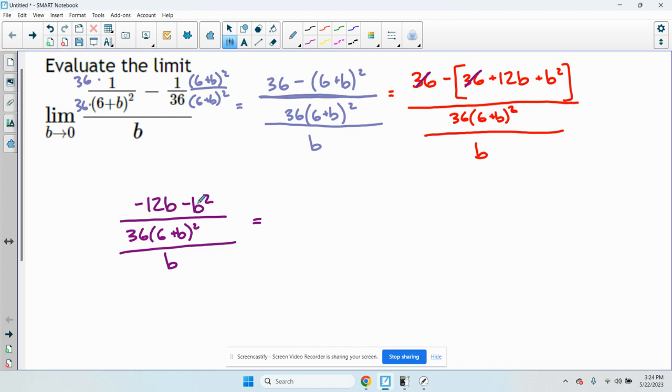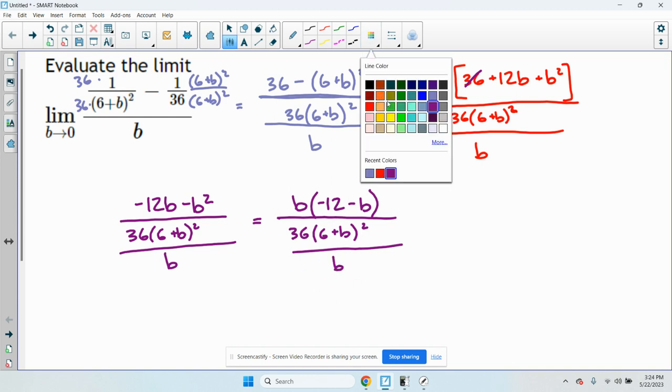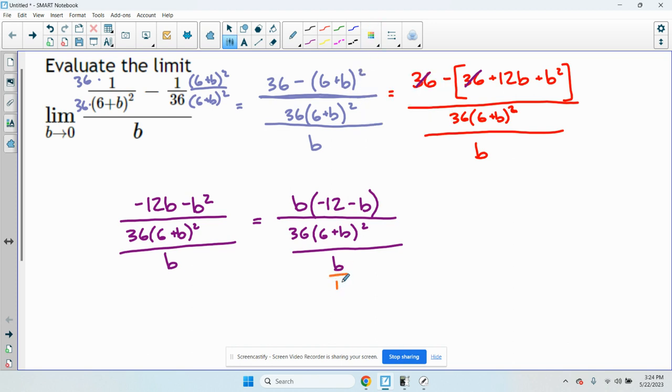I have a b in both of these terms that I can factor out. So I take the b out of both terms. I'm left with negative 12 minus b all over 36 times 6 plus b squared, over b. So you can think of this b on the bottom as its own fraction, like b over 1. So I'm taking one fraction here, this guy, and dividing by a second fraction, b over 1.